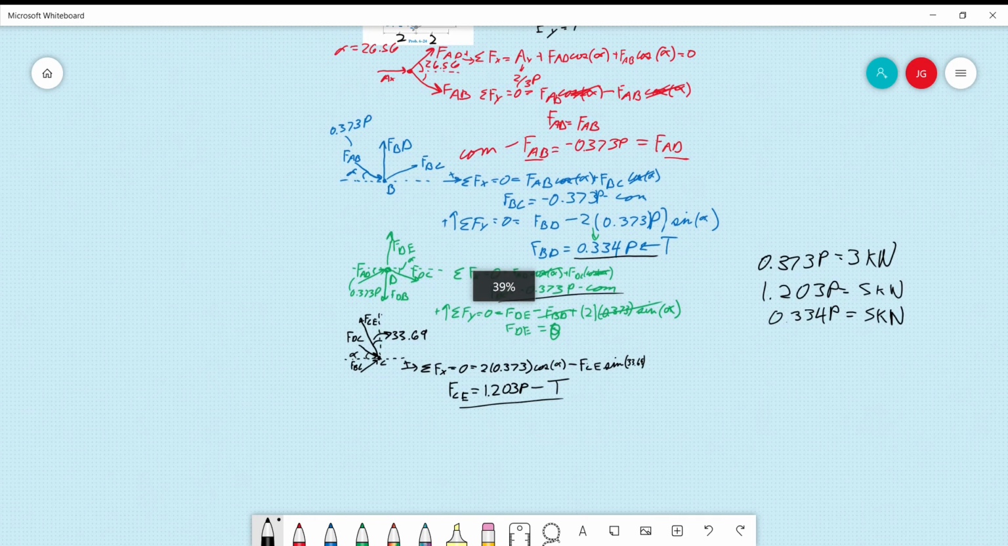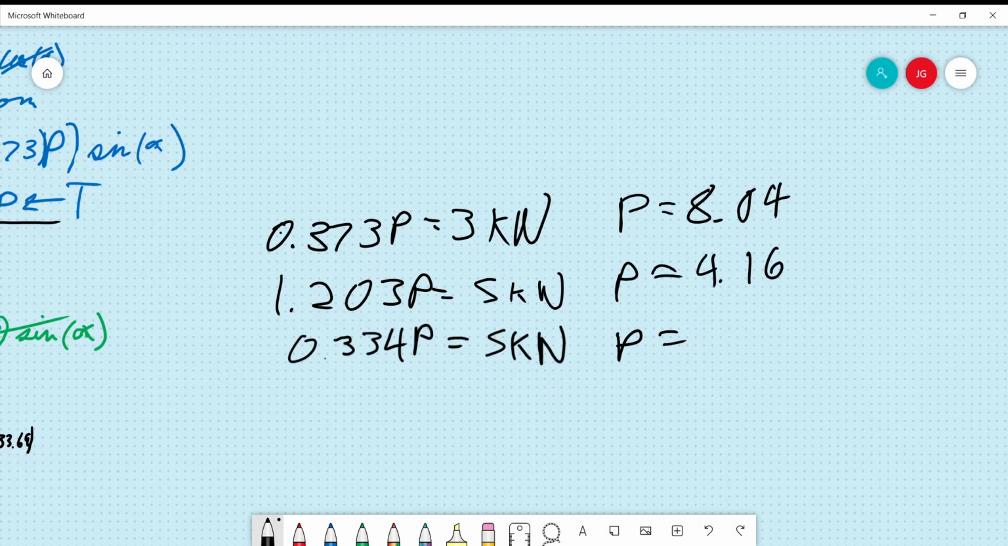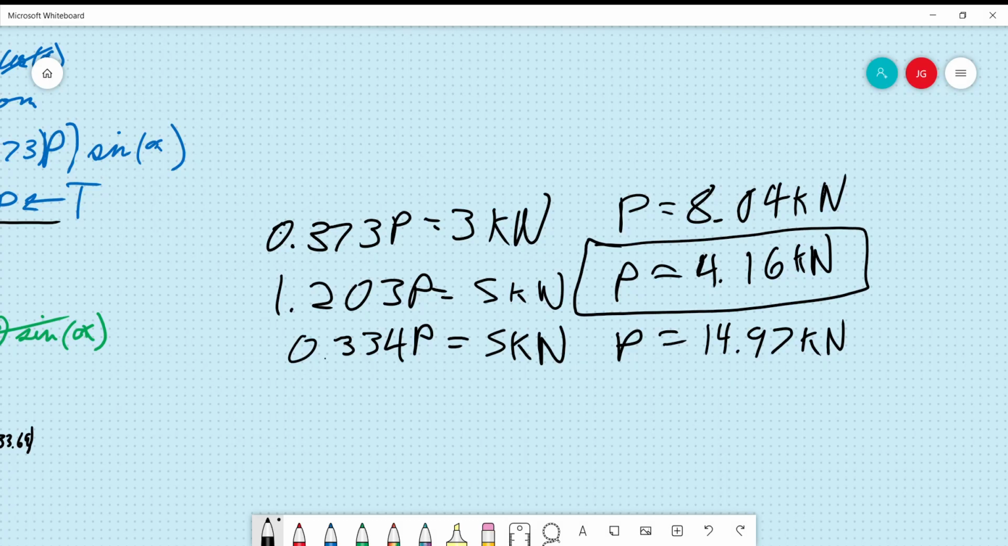And so thus, this one's going to have a P here. You're going to solve for each P, and whatever's lowest is the one that's your answer. When you solve for P, it's going to be 8.04. Then when you solve for P, it's going to be 4.16. And when you solve for here, it's going to be 14.97. And this is all in kilograms. Just going to write it down. And so, like I said, the lowest P is your answer. And so in this case, 4.16 is what it's going to be. And that's it.